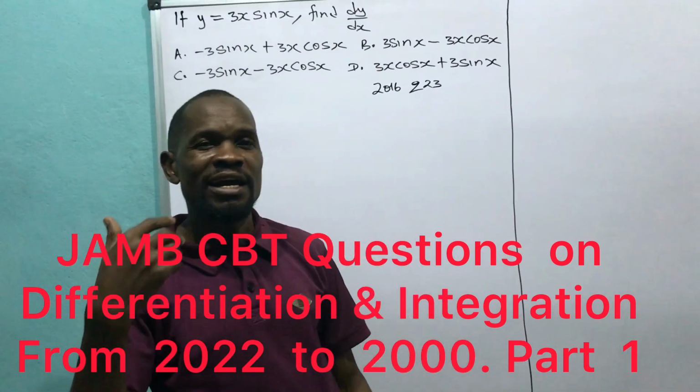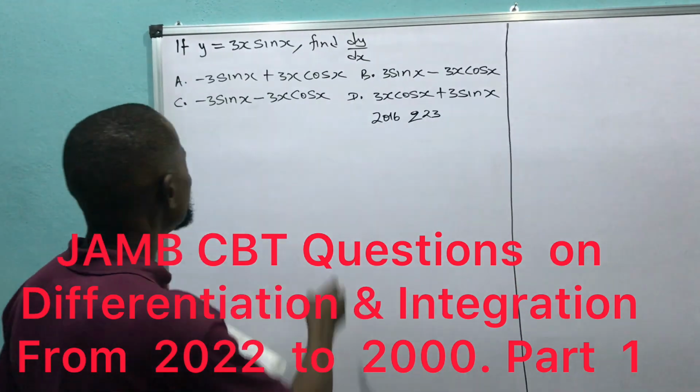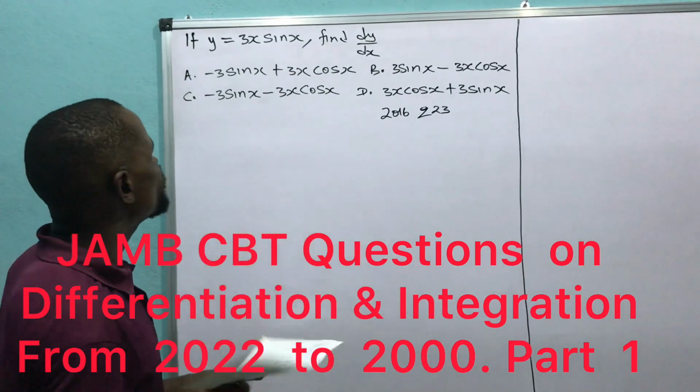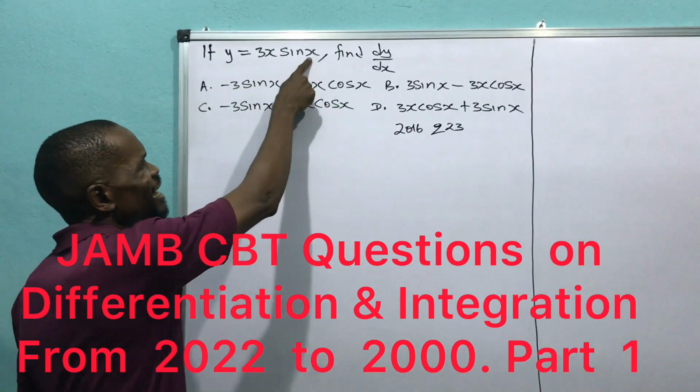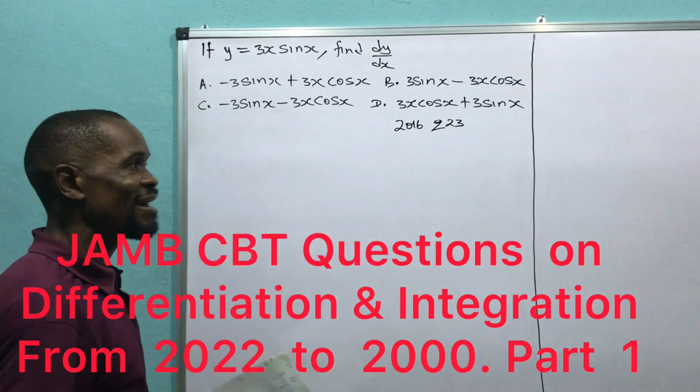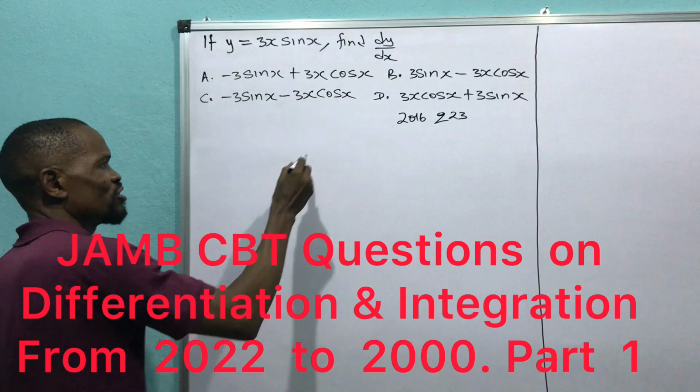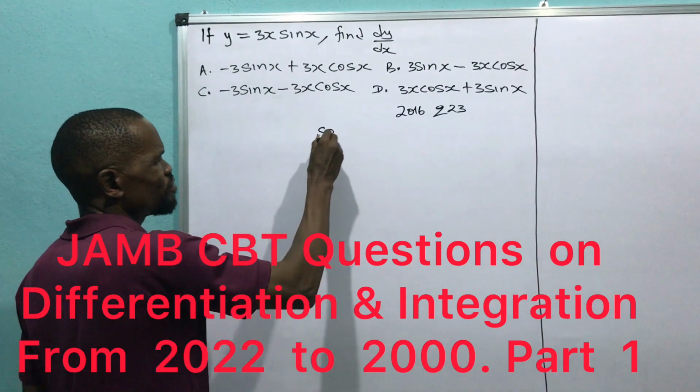So can we move ahead now? Then we have this question here. The question said, if y is equal to 3x sine x, find dy/dx. And these are the options they give us. So let's go into the solution.